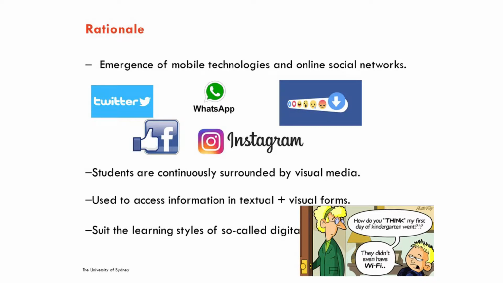First, because of the emergence of mobile technologies and online social networks. For example, all of you know Instagram, Facebook, Twitter, WhatsApp. Because of these new technologies and social networks, students are continuously surrounded by visual media. They are used to accessing information in writing and also visually. Therefore, I think this strategy accommodates really well to the learning style of the so-called digital natives. I just brought this cartoon as an example. So that was the rationale behind it.